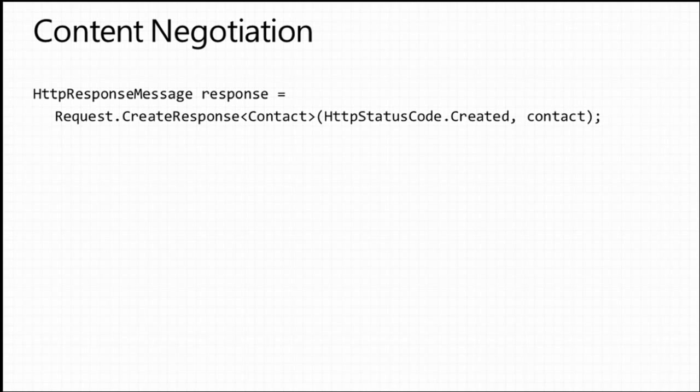Now, we package all this up for you in a simple extension method, CreateResponse. So you can take your request, call CreateResponse of T, and that will run full content negotiation for you and just give you the response message all set up.